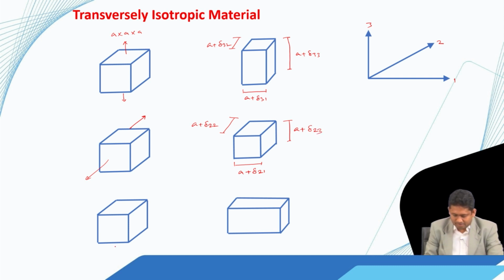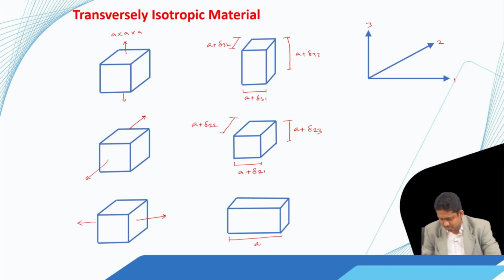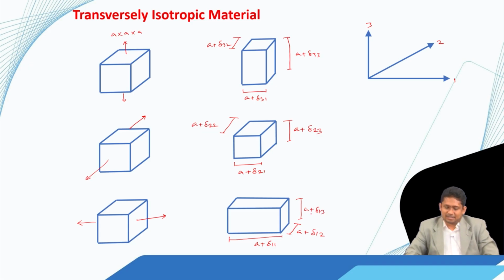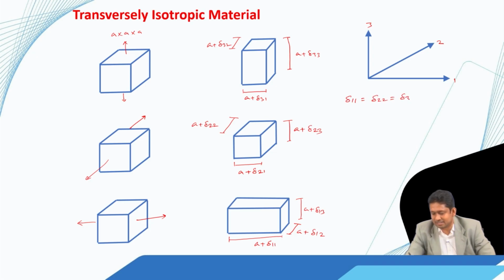And then if we load it along direction 1, we have A plus delta 1 and this is a contraction, we have A plus delta 1 and this is also a contraction, we have A plus delta 3. Now, here we have an infinite number of symmetries. So, the effect of loading along direction 1 on direction 1 is the same as the effect of loading along direction 2 on direction 2, that is the same as the effect of loading along direction 3 on direction 3. So, delta 1, delta 2 and delta 3 are the same.